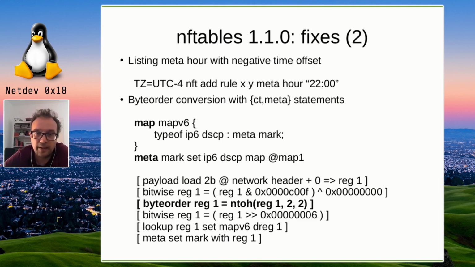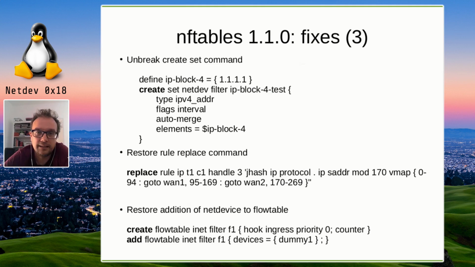You get the payload, you fetch the payload, then we only take the 16 bits that contain the ip6 dscp value field. And this field only needs 6 bits. So we must do the byte order conversion, and then we shift. So basically, this shift cannot be done without being in the right byte order. And then the lookup is performed, and then we set the mark.